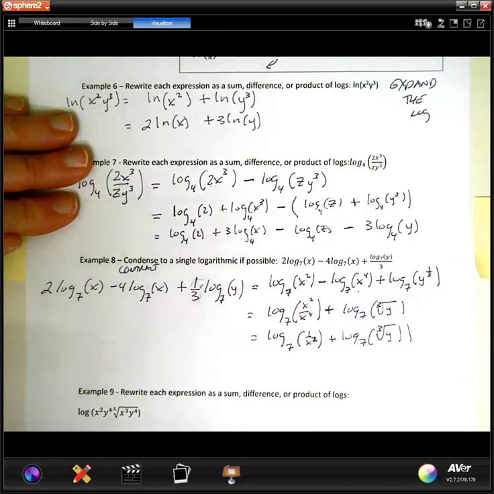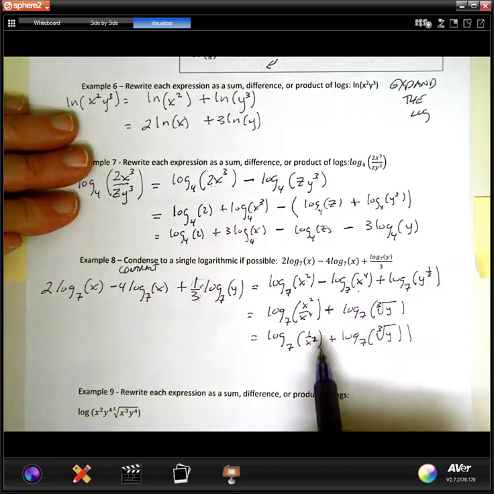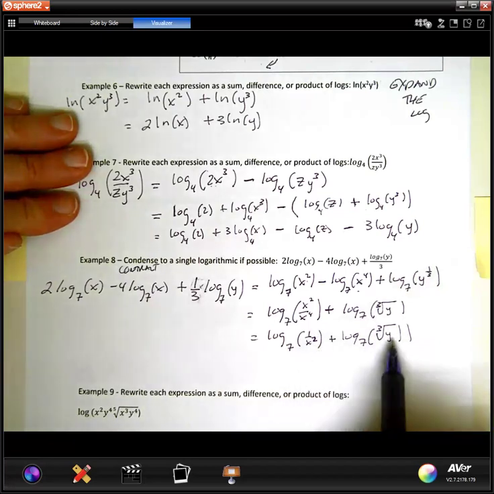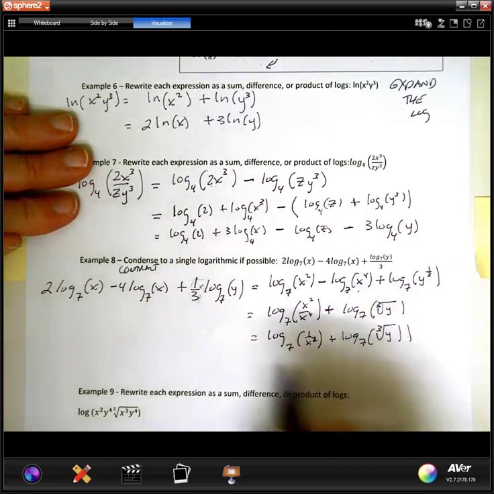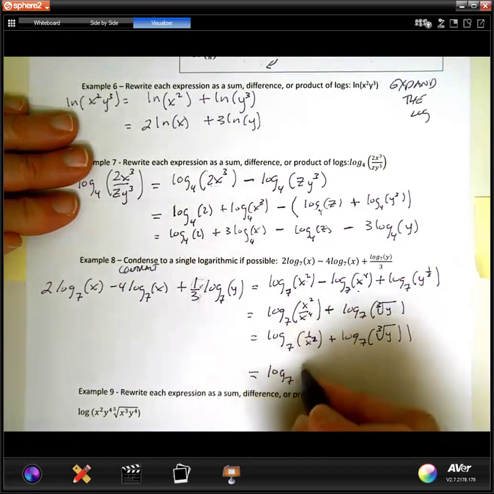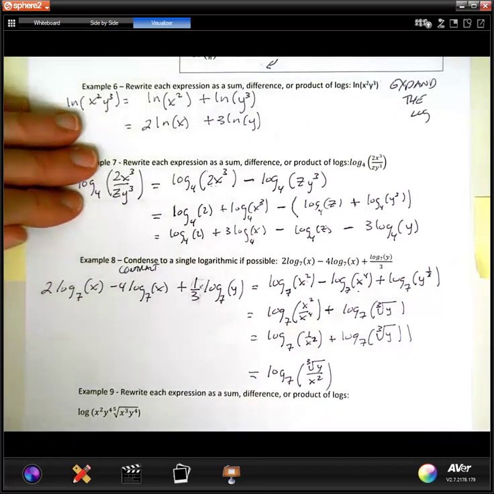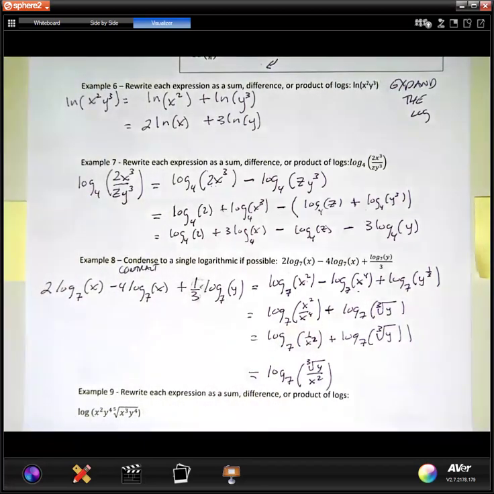That. And finally, I'm going to take the product of these two. So it will be the inputs, taking the product of both. So when I take the product of both, I really would have the following. And now I've done it. I've written it as a single log.